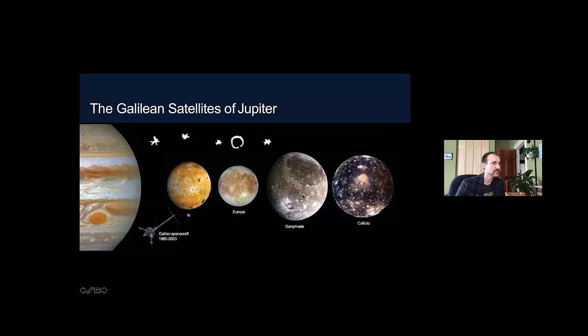The only reason that we didn't see an induced signature at Ganymede is that Ganymede has its own internal magnetic field. So it's the only moon that has its own magnetic field. But what that means is that it has a dynamo, like a molten iron dynamo in its core. And so its interior is probably very warm, and so almost certainly there's an ocean there.